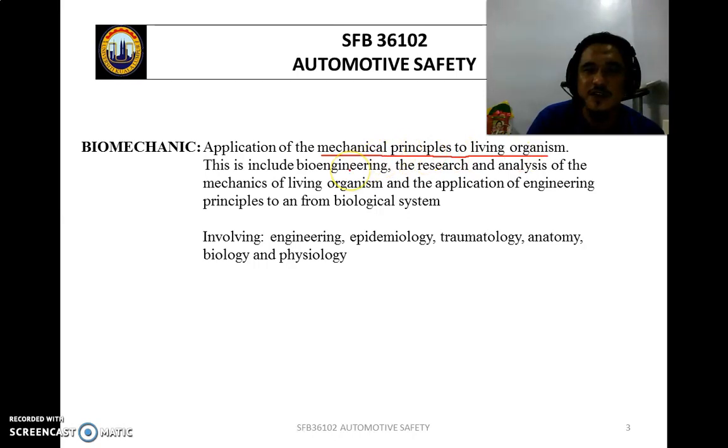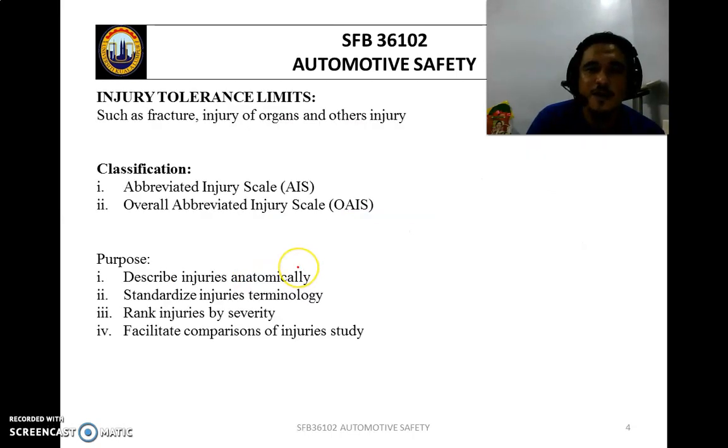So this includes bioengineering research, the application of mechanics to living organisms, and the application of engineering principles to and from the biological system. Alright, so this involves engineering, epidemiology, traumatology, anatomy, biology, psychology, and physiology. Alright. So in terms of injury, we have a classification of the injury.